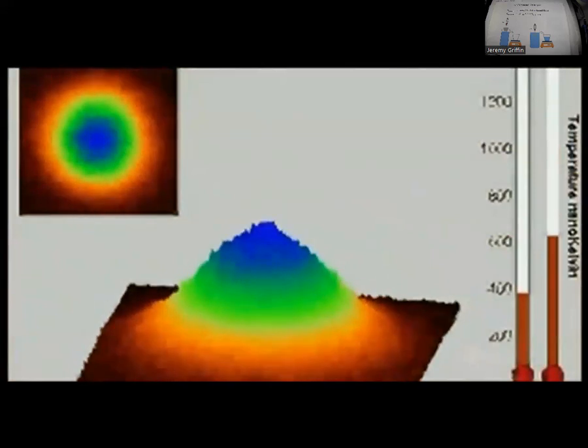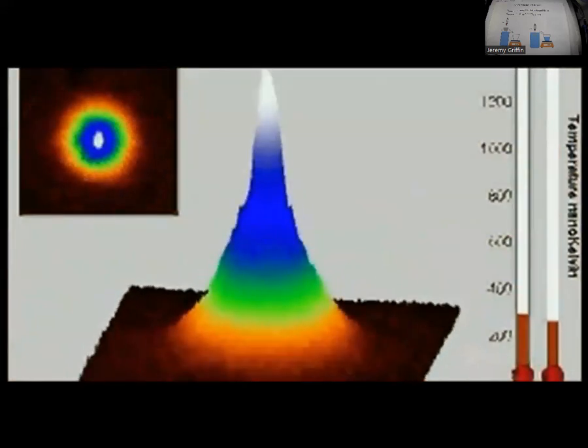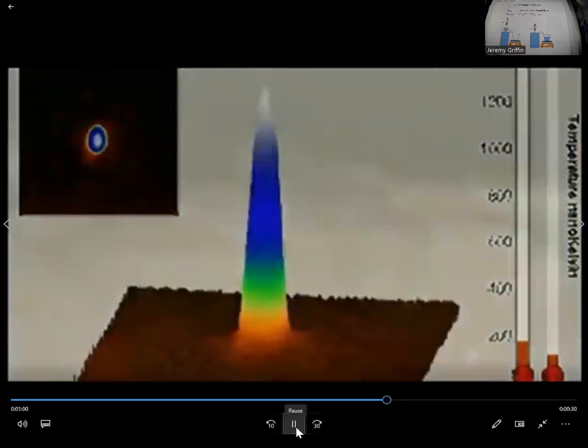Wieman and Cornell created the first Bose-Einstein condensate in a cloud of just 3,000 atoms of rubidium, the first in the universe, as far as we know. They had reached a temperature of 170 billionths of a degree above absolute zero.